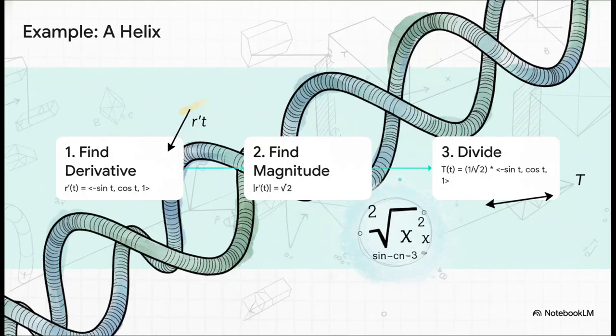Let's put this into practice with a classic example you'll see all the time in calculus, a helix. Okay, step 1, find the derivative of the position vector. You can see it right there. Step 2, we calculate the magnitude of that new vector. And thanks to a little help from the Pythagorean identity, sine squared plus cosine squared equals 1, it simplifies down really nicely to just the square root of 2. And finally, step 3, we take our derivative vector and divide it by that magnitude. And voila, that's our unit tangent vector, T.